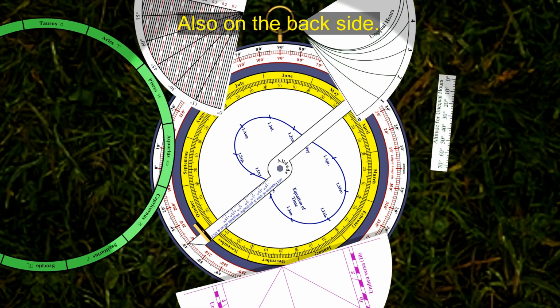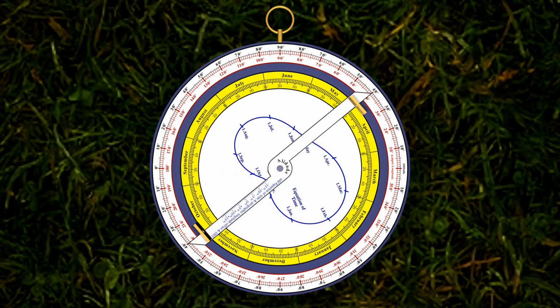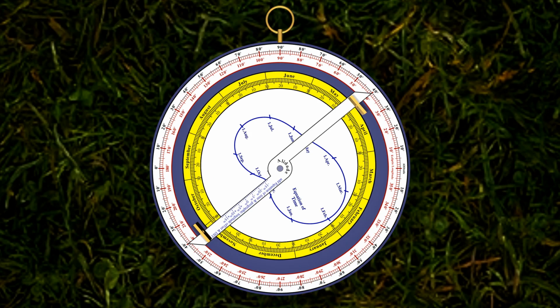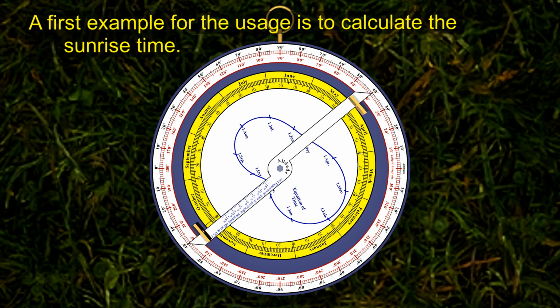Also on the back side. To get better results, sometimes an eccentric calendar was used. A first example for the usage is to calculate the sunrise time.